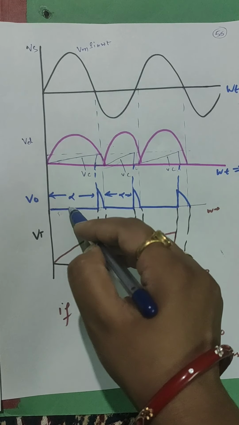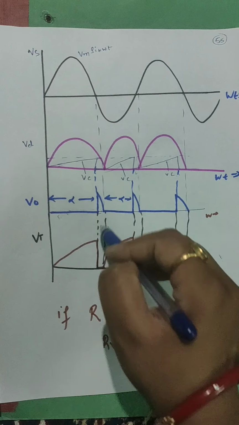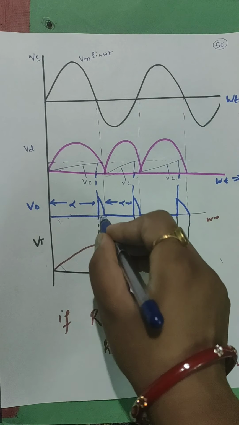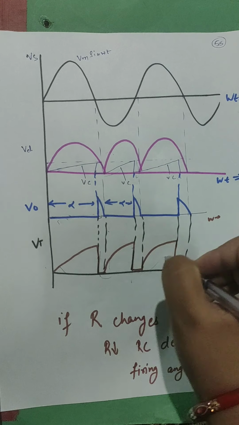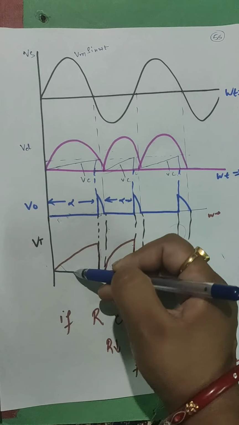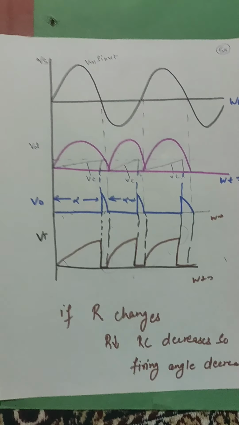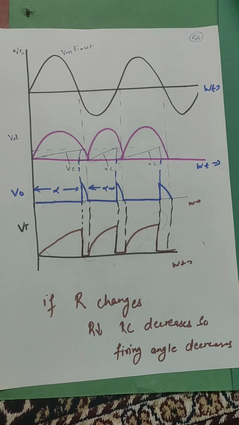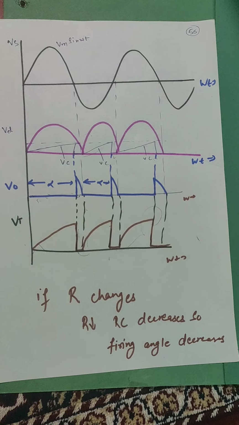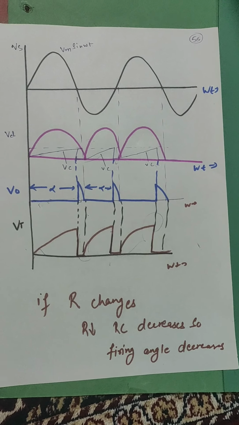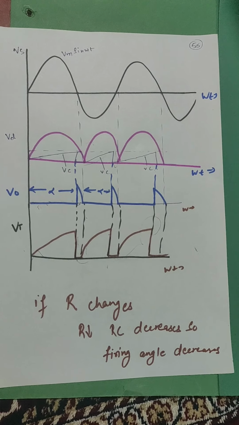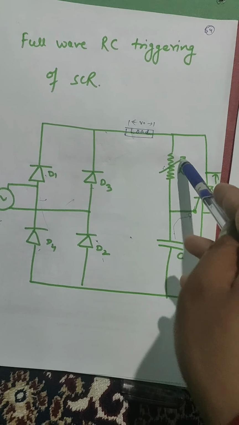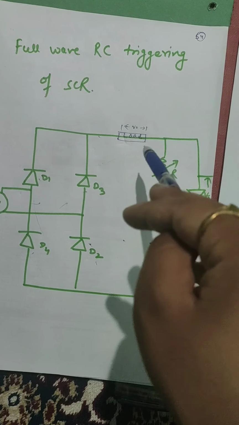If the firing angle decreases, the output will increase. And this is the thyristor voltage. When the thyristor is on and we get output, we are not able to get the thyristor voltage. It depends on the firing angle how we get the output. If R decreases, the RC time constant decreases and the firing angle decreases. So if we want to increase the firing angle, we should increase the resistor, because this is a variable resistor and we are able to increase or decrease it.